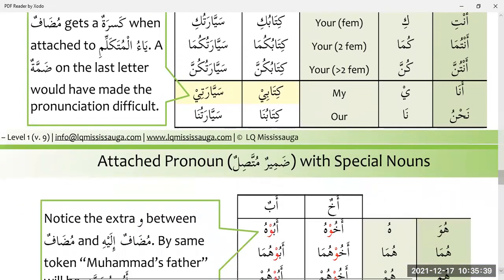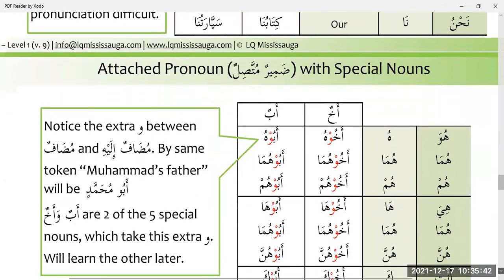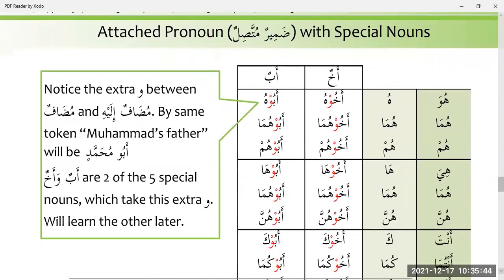And there are 5 special nouns. When they are mudaf, they take an extra vowel. Akhun, abun. Akhun and abun are two nouns; in total, they are 5 nouns. In this lesson, we are learning about only these two, akhun and abun, when they are mudaf. When they are mudaf, we add an extra vowel.